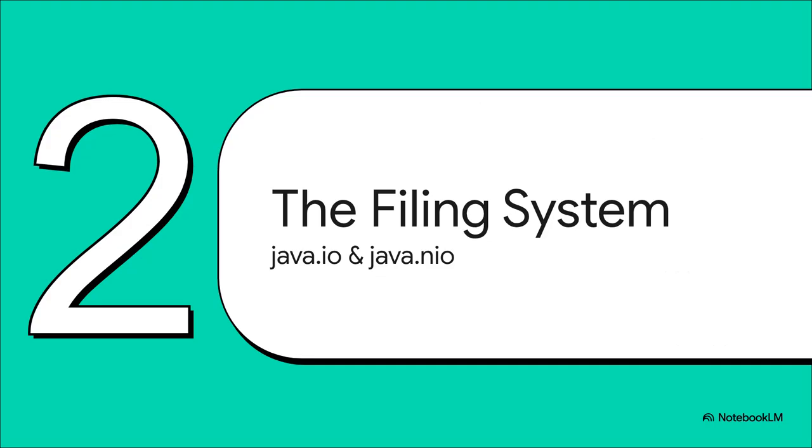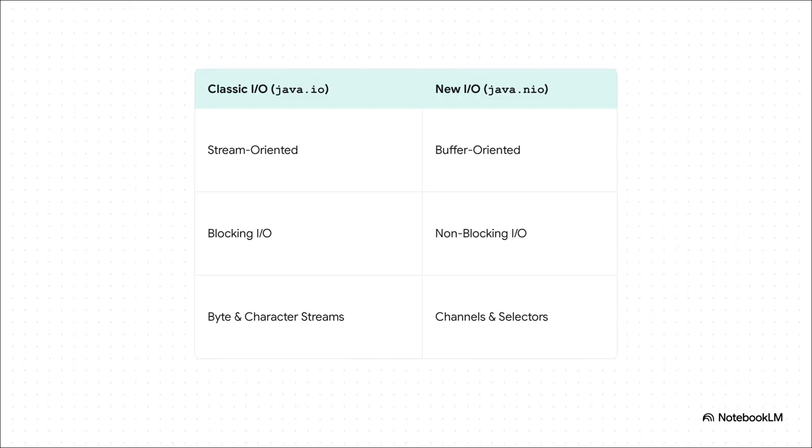Okay, so now we know how to build a proper object. Fantastic. But what do we do with it? We need to be able to save it, read it back, send it somewhere. That's where Java's I/O packages come into play. Think of them as the filing system for our application. And you basically have two main choices here, which really shows how Java has evolved. On one hand, you have the classic java.io. It's reliable, it works byte by byte, but, and this is a big but, it's blocking. That means your program just sits there and waits.